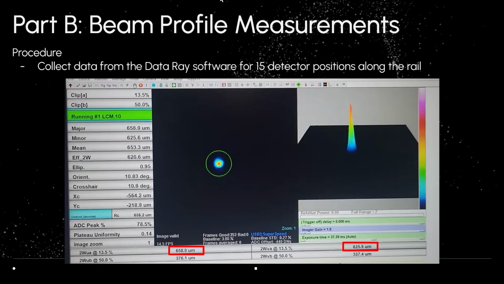We determined key characteristics of a laser beam using the DataRay software to collect data on 15 different detector positions along the optical rail. We collected the given widths along the X and Y axis, which are highlighted in red down here.